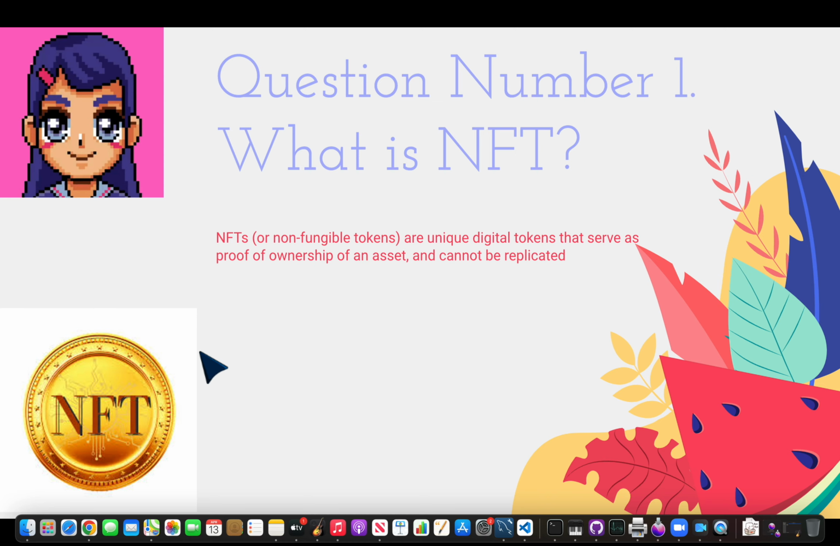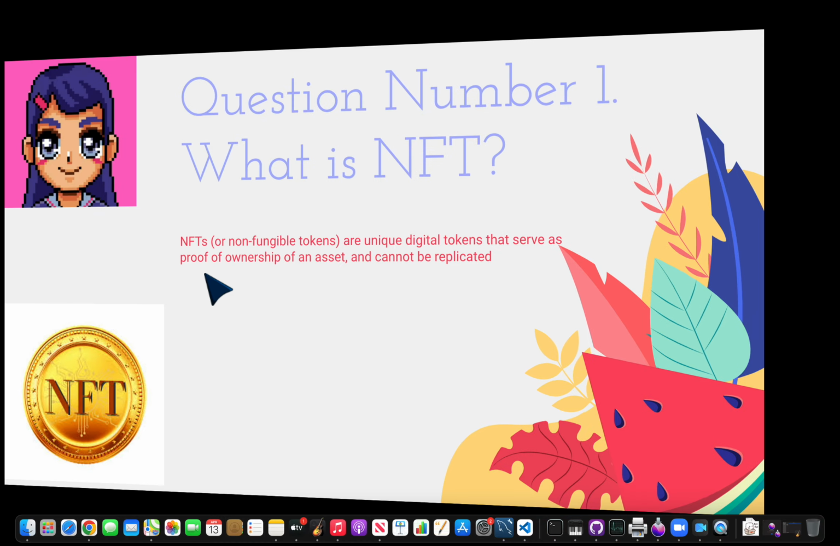NFTs, or non-fungible tokens, are unique digital tokens that serve as proof of ownership of an asset that cannot be replicated. So technically, what it's saying is NFTs are unique digital tokens, so they're all different, and they're online. They don't have a physical form. They serve as proof of ownership of an asset. Asset means your work, like this girl over here, okay? And they cannot be replicated.